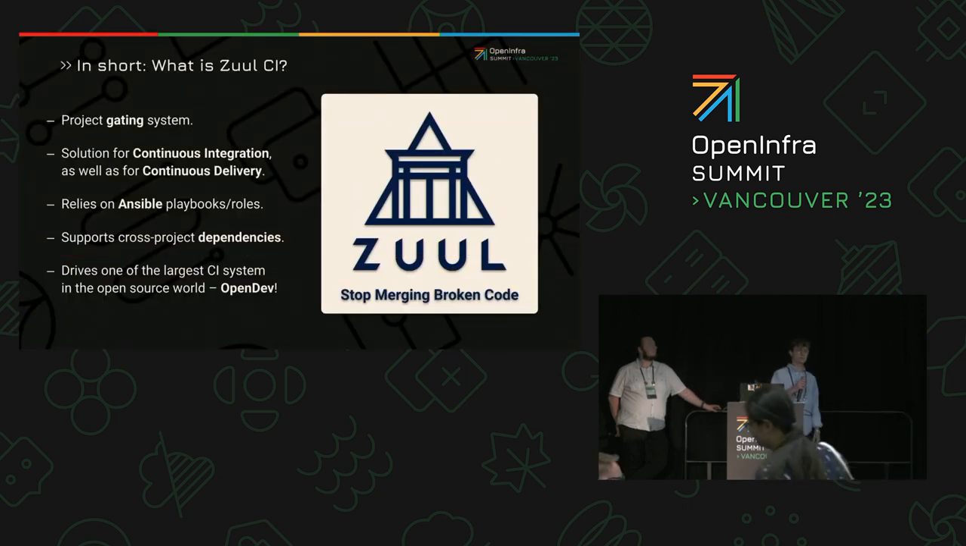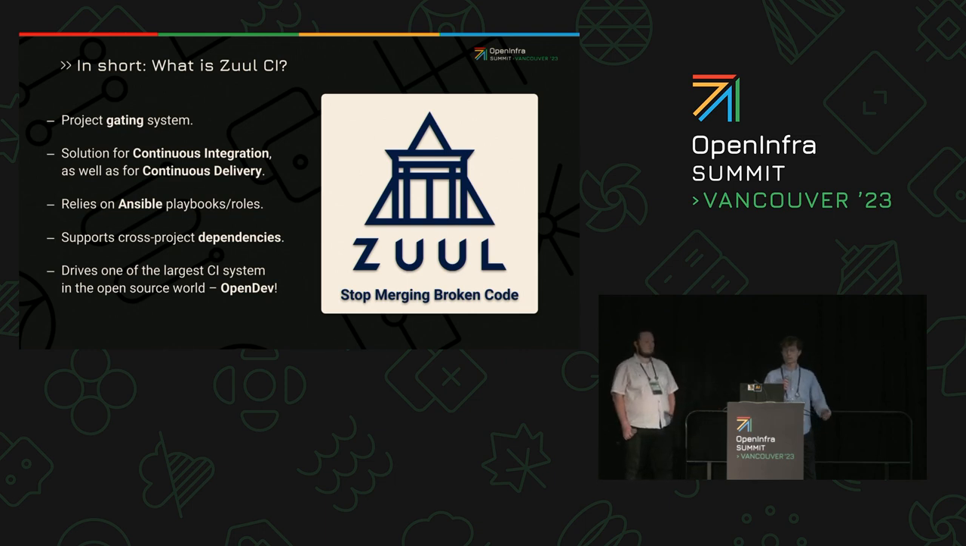So what is Zuul? Essentially, Zuul is a CI system. One of its main features is the gating mechanism that automates the merging process, ensuring the application is tested properly. It relies on Ansible roles and playbooks, and it supports cross-project dependencies. Users may specify a change on a different project and repository that is known to Zuul, and it will take that into account. And last but not least, Zuul is used on OpenDev, which is the largest open source CI system in the world.